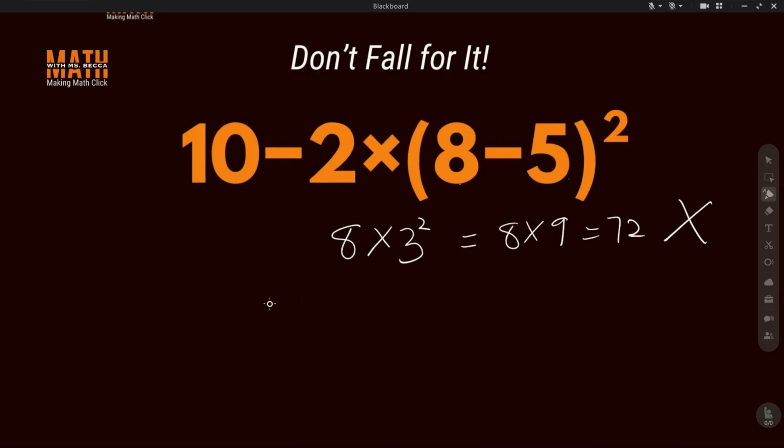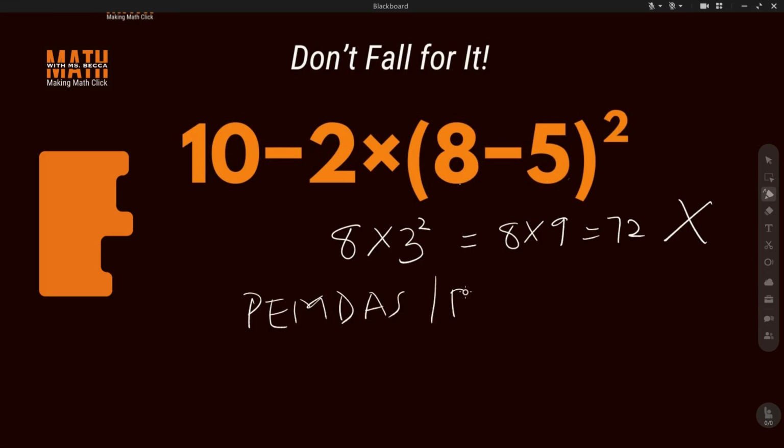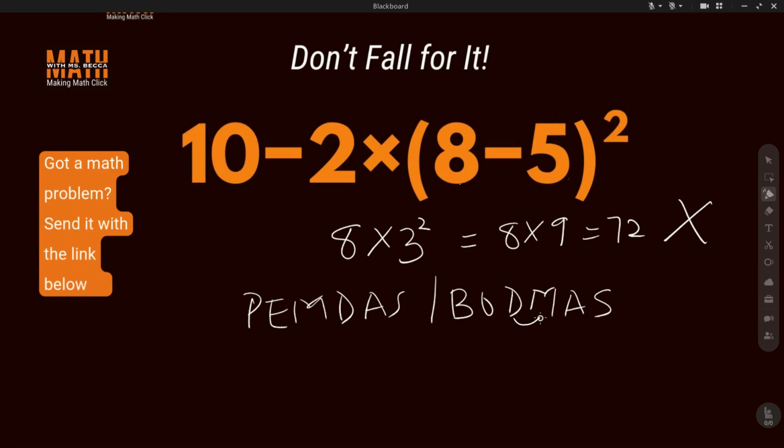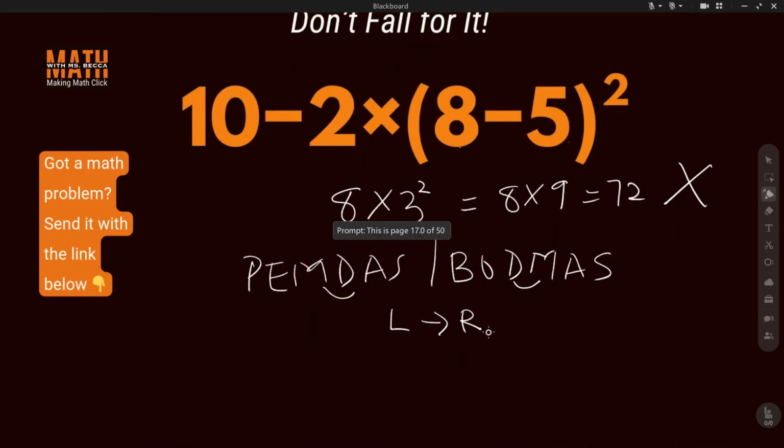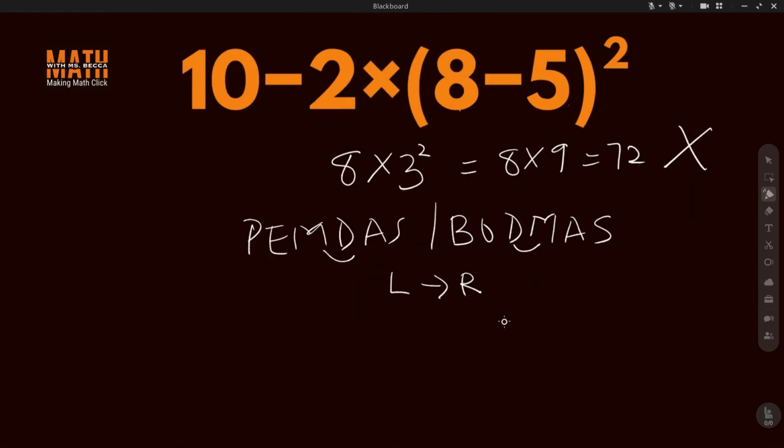The best way to solve this is by using the order of operation, which is PEMDAS or BODMAS. They are both the same. Whenever you come across multiplication and division, you have to solve from left to right. If multiplication appears first, then you multiply first. For this question, we do not have division, so we have nothing to worry about.